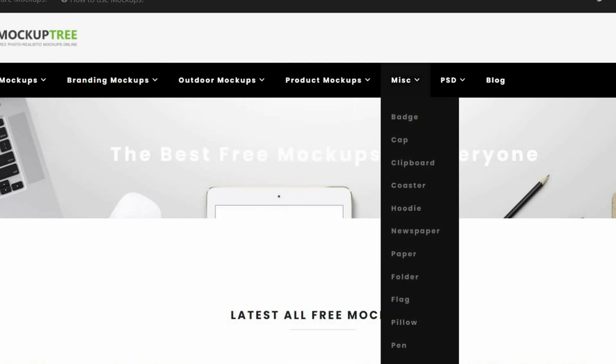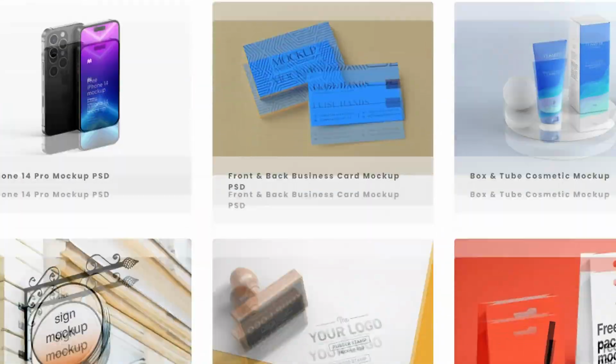I don't know why, but I never hear people talking about this website. It's amazing. First of all, it has a huge library and the mockups are so high quality, it's insane. I hear a lot of people talking about Mockup World, but honestly, Mockup Tree is so much better. I said it. There are so many different kinds of mockups and they're all amazing. I've worked using just Mockup Tree mockups for ages.